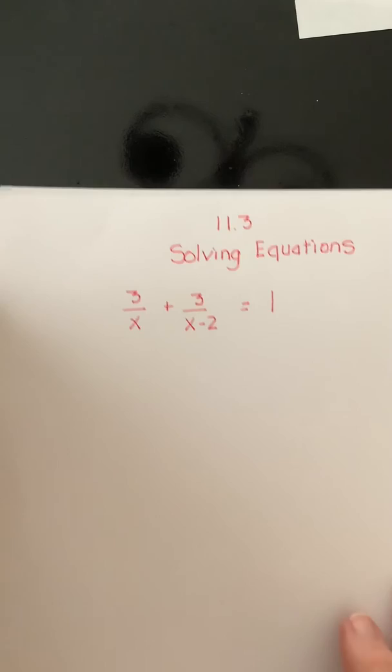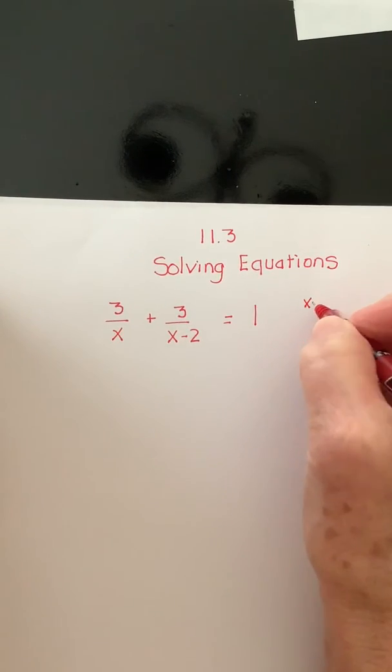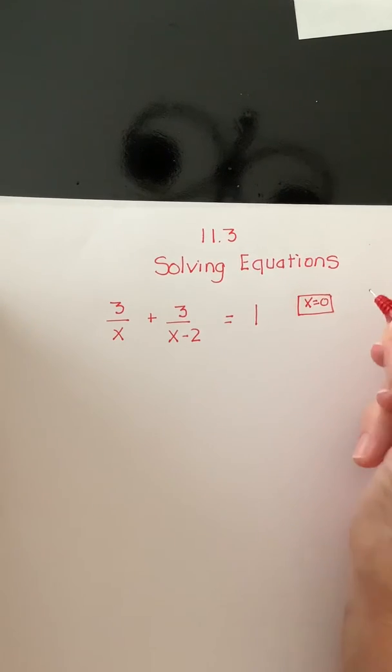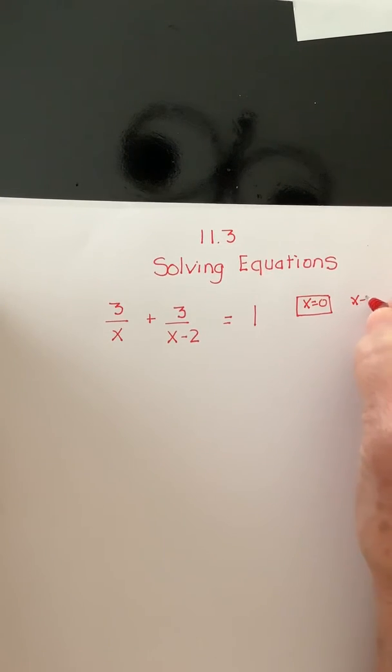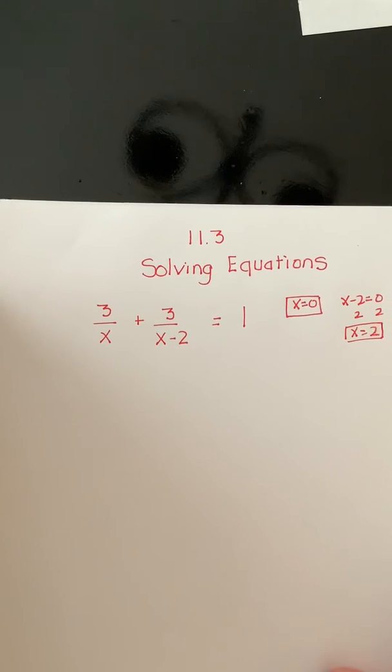Okay, so again, let's talk about our restrictions. We want to set x equal to 0. Okay, that's our first restriction. Our second restriction is we're going to set x minus 2 equal to 0. We don't want this to blow up. We're going to add 2 to both sides, and x is equal to 2. Okay? Oh, can you see that? X is equal to 2.